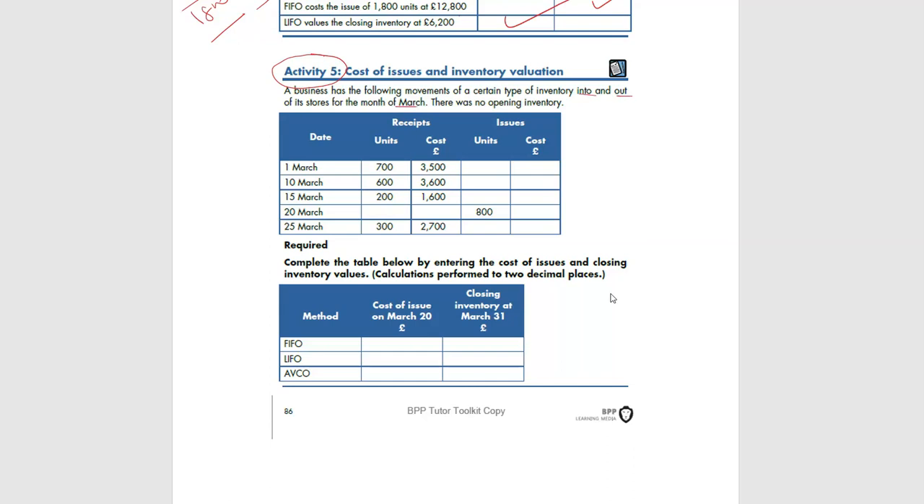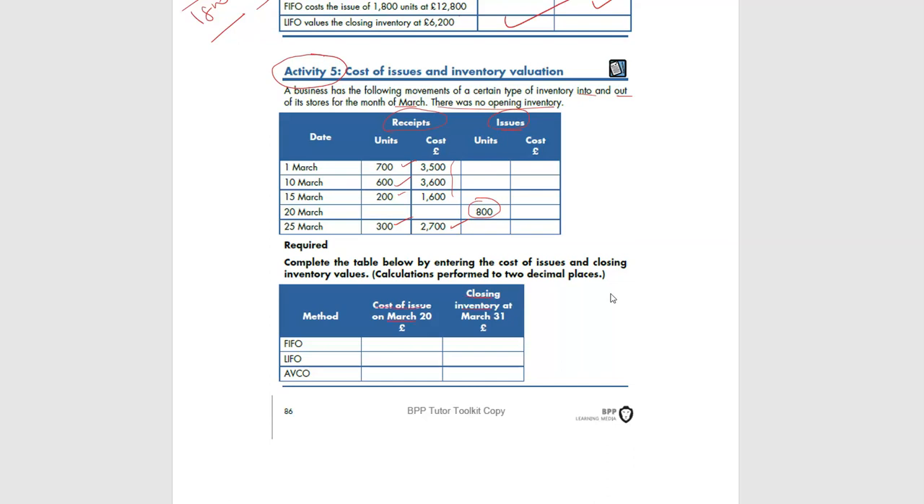We have receipts and we have issues. So we have receipts of 700, 600, 200. This is the cost for that, and we issue only 800 units on 20th of March, and after that we receive another 300. That's fine. Let's have a look at the requirement. Complete the table entering the cost of issue and closing inventory. So you have to find the cost of issue and the closing inventory under the FIFO, LIFO and AVCO methods.